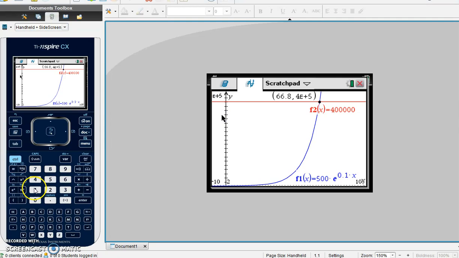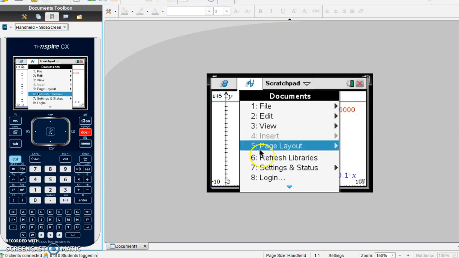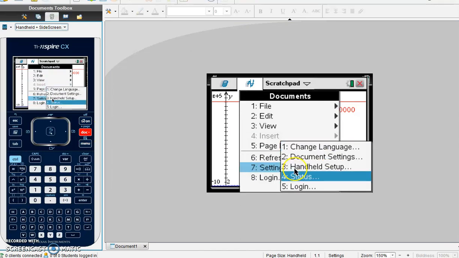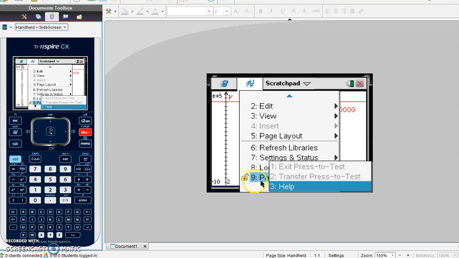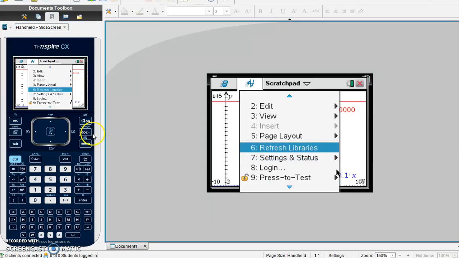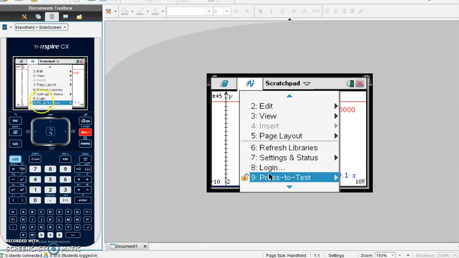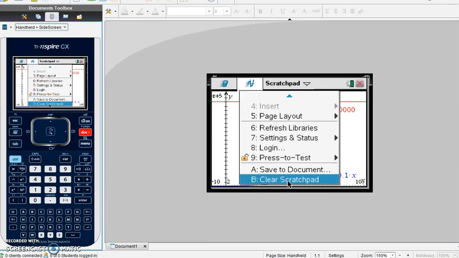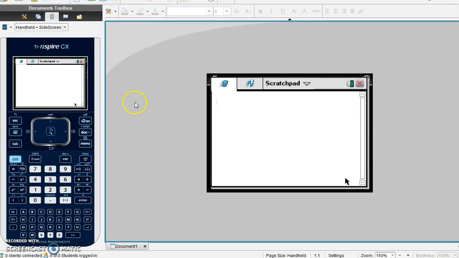I'm going to click graph, and one thing you can do to start over each time, which you may want to do, is if you click doc and go all the way down to number 9, no, all the way. I think if you do doc B, I believe, maybe I'm wrong. Oh yeah, there it is. It will clear your scratch pad and you can start over.